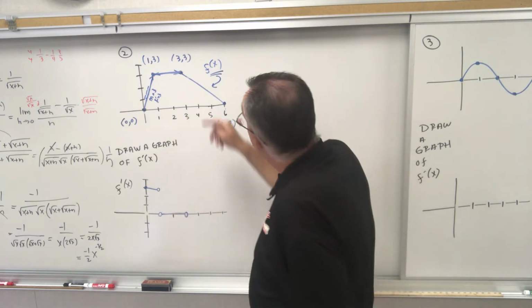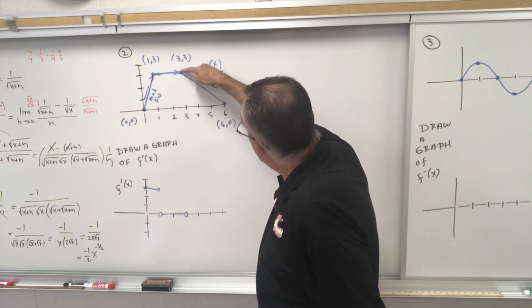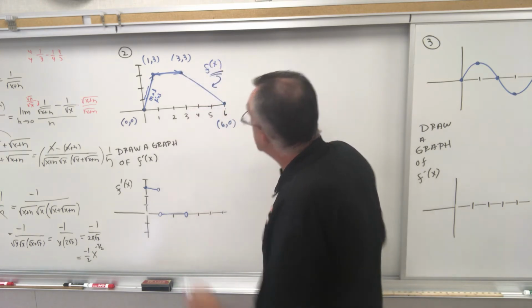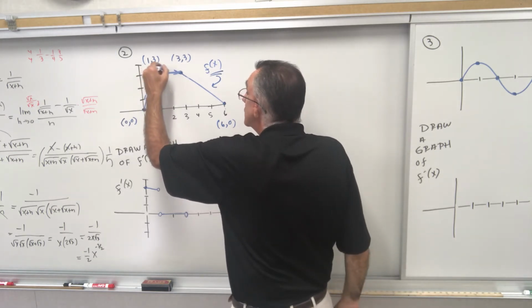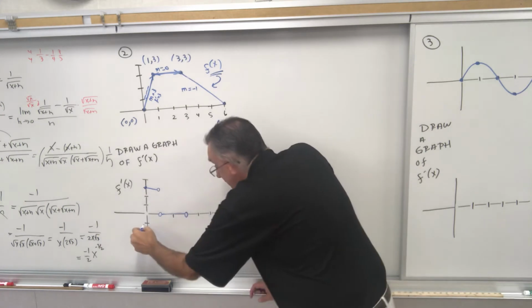We just decided that. Okay, here, the derivative is 0, and then I've got to figure out what that is. Over 3, down 3. So this derivative was 0, and this derivative is negative 1.